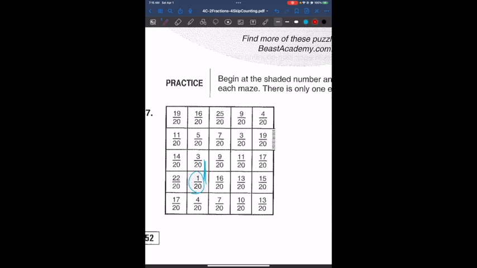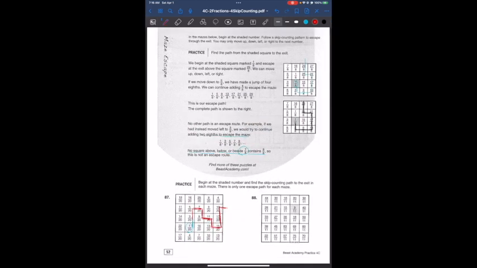And when I go up, the difference between 3 over 20 and 1 over 20 means we would have to skip count by 2 over 20. And so my next move would have to be 5 over 20, 7 over 20, 9 over 20, 11 over 20, 13 over 20, 15 over 20, and 17 over 20. And then I would get to 19 over 20. So that was a correct escape route.